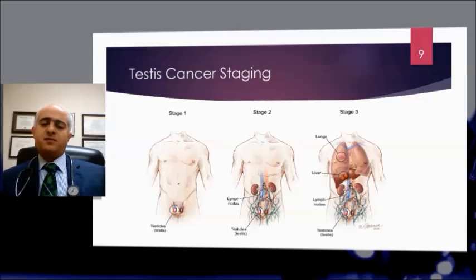And if those lymph nodes are enlarged, this makes us very suspicious that the cancer has actually spread to the abdomen. And finally, if the cancer escaped the abdomen to go up to the lung or to the liver or even to the brain, so this is stage 3. And again, we don't have stage 4 in testicular cancer.